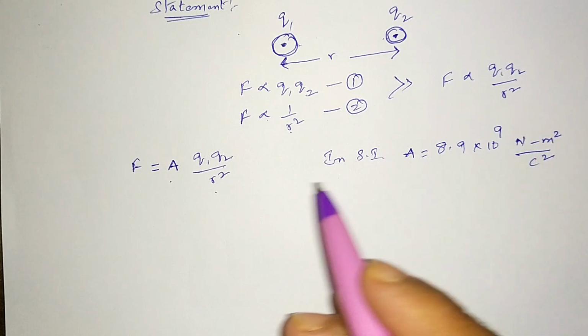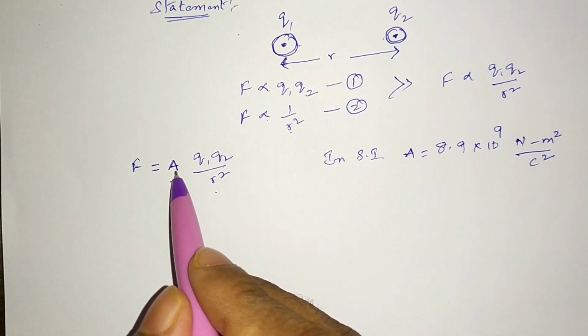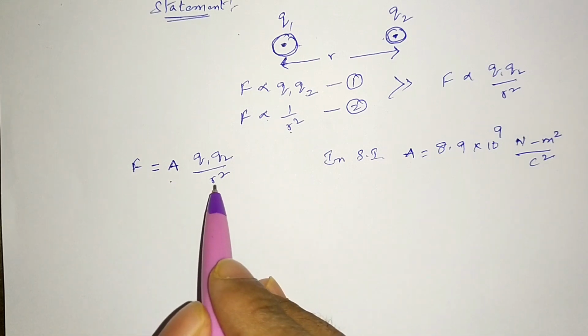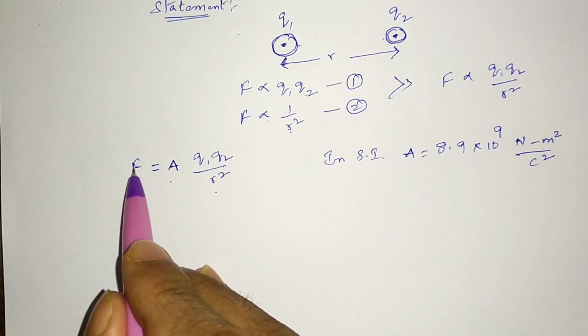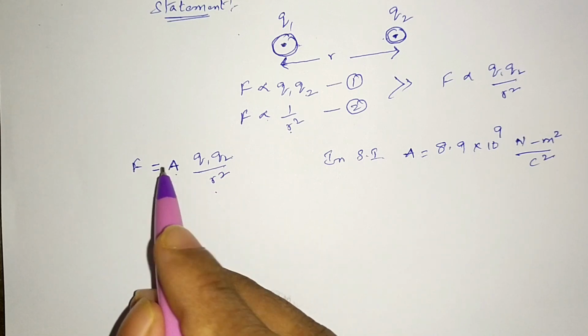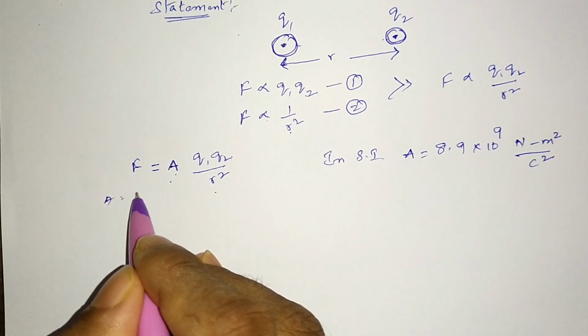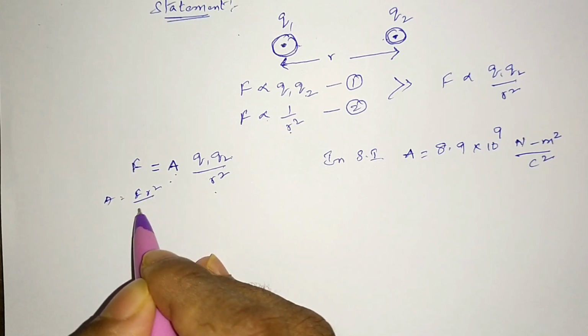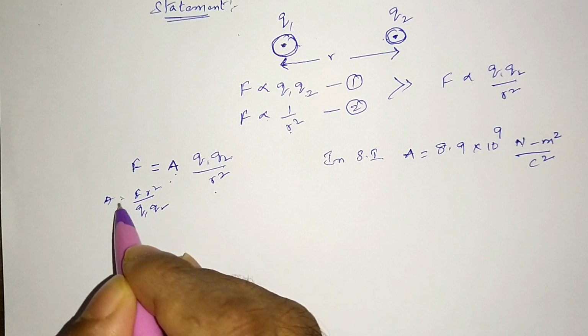How did I get it? From this formula, if I write the formula for A, what will be the formula of A? F into R square by Q1 Q2. Am I correct? The formula of A is simply F into R square by Q1 Q2, right?